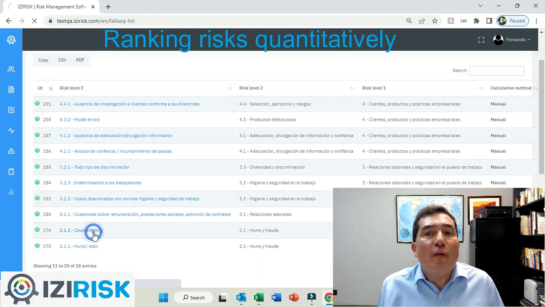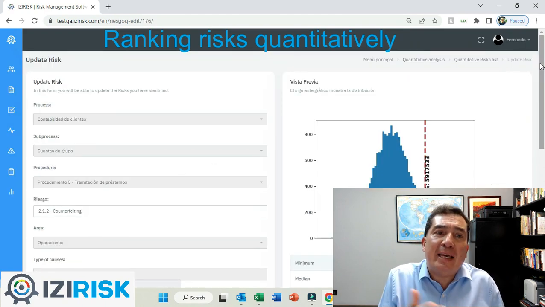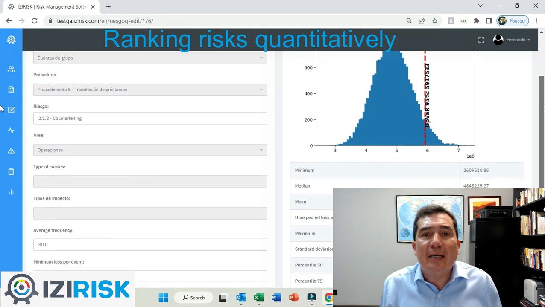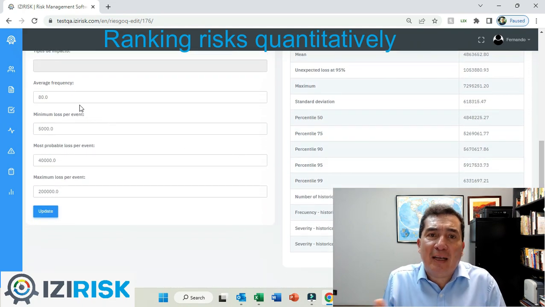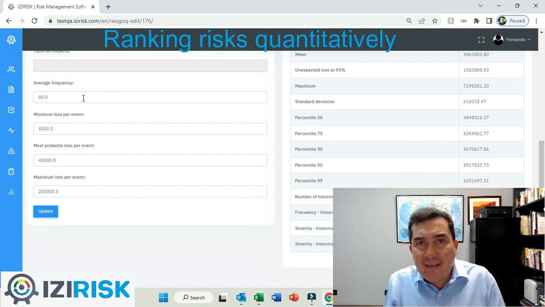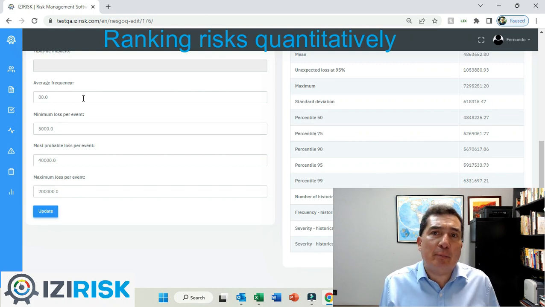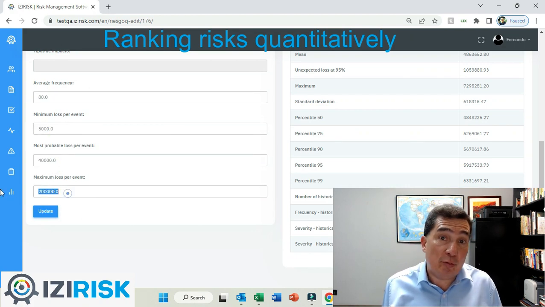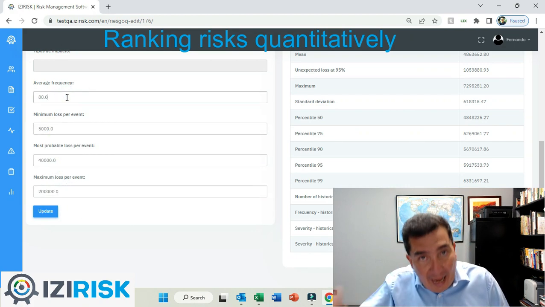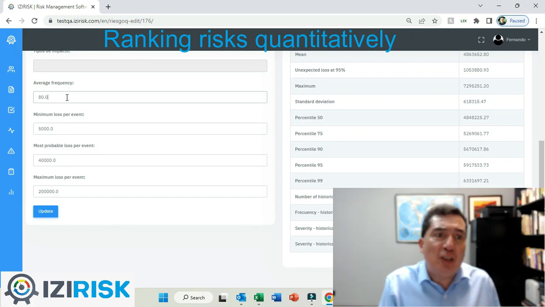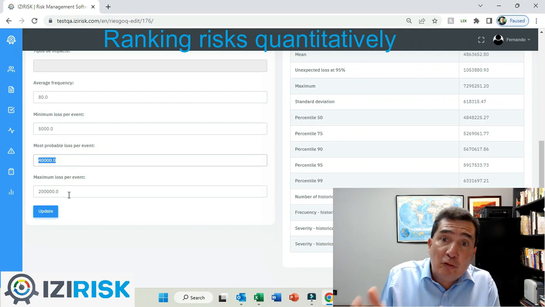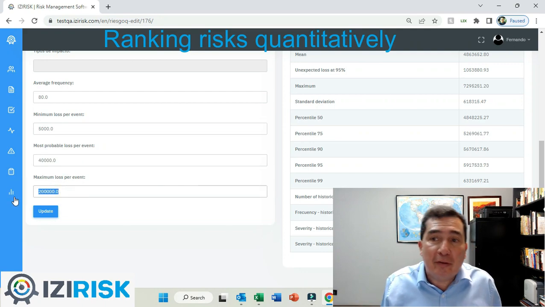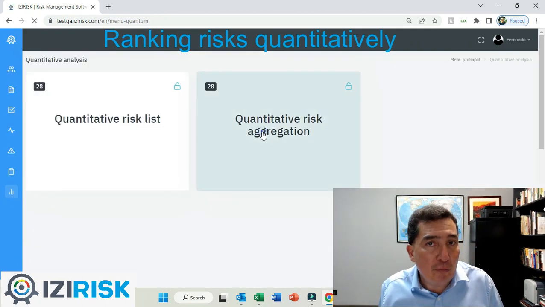quantitative risks. For each one of them, we have defined the annual frequency of the event and its severity or impact. If there is enough historical event data for a type of risk, IziRisk automatically calculates the parameters to build the frequency and severity probability distributions. Otherwise, an expert can always add their best judgment by suggesting the average annual frequency and the minimum, the most likely, and maximum parameters for each one of the risks.